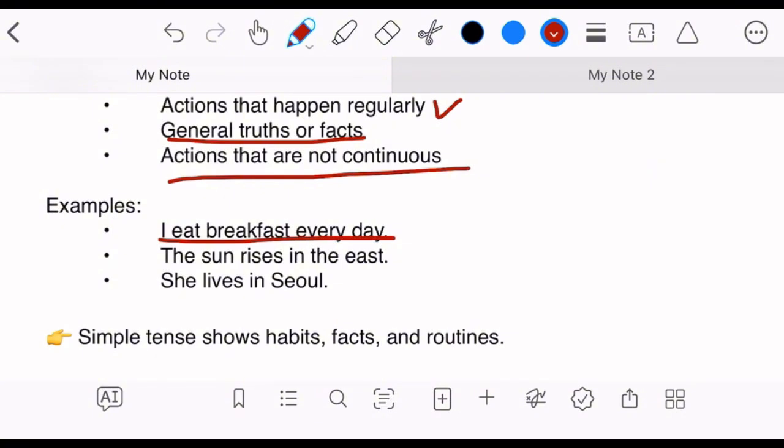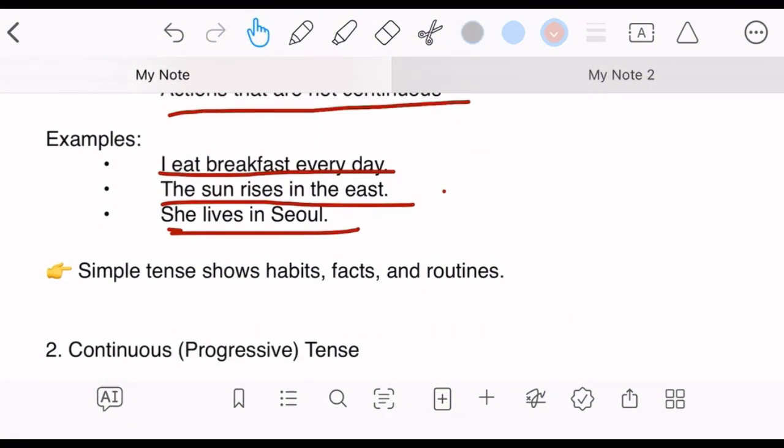All right, and then the second sentence is the sun rises in the east. This sentence states a general truth that is always true. Okay, and the third sentence is she lives in Seoul. All right, it's a state or situation that is true for a period of time. All right, next. Simple tense shows habits, facts, and routines.